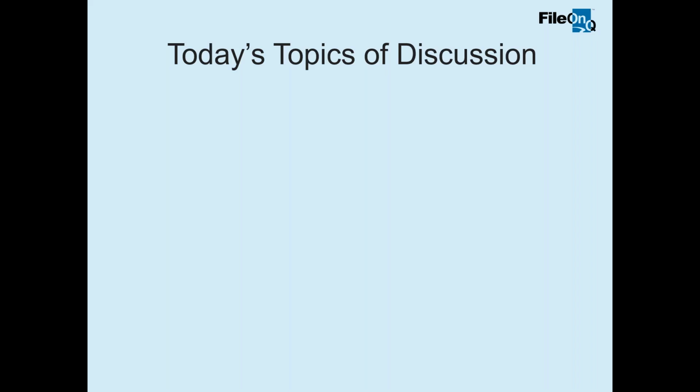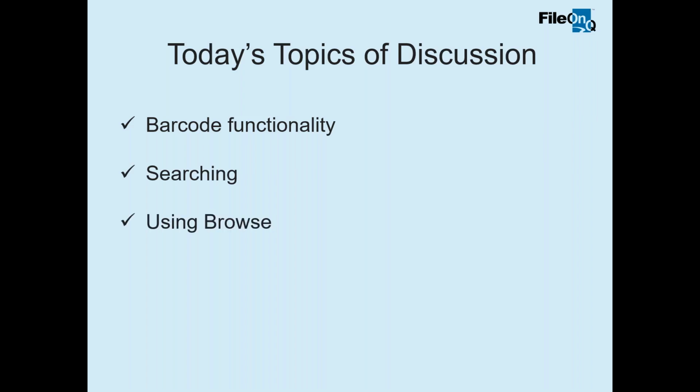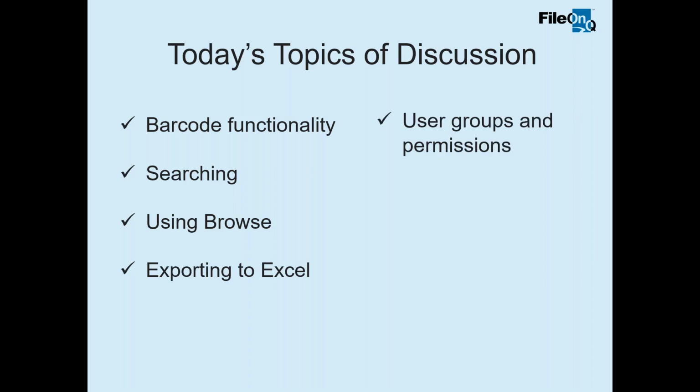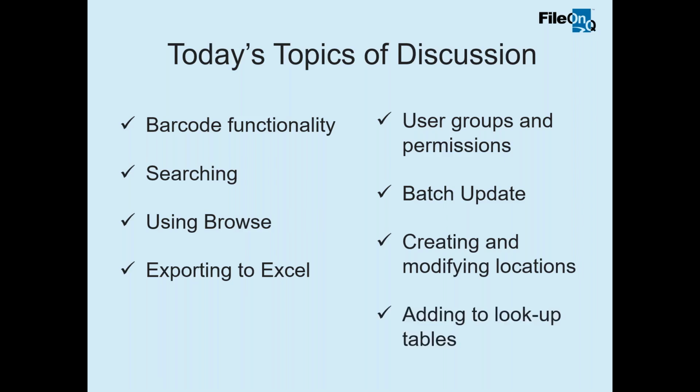All right, so today our topics are going to include the basic barcode functionality. We're going to talk about ways to search the system. We're going to talk about using the browse feature, about exporting things into Excel. We'll talk about the user groups and permissions. Then we're going to discuss some various scenarios for using batch update, talk about creating and modifying locations, and then also adding to lookup tables. I think these are some of the essentials, and to help you feel comfortable in how to use the system just basically on a day-to-day basis.